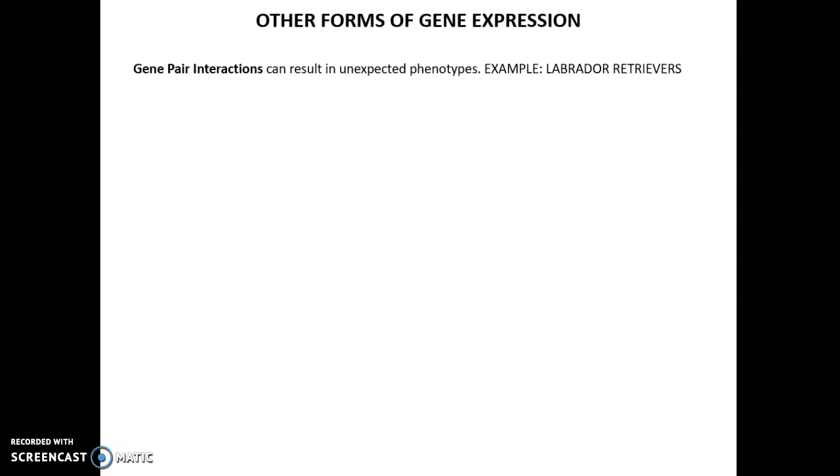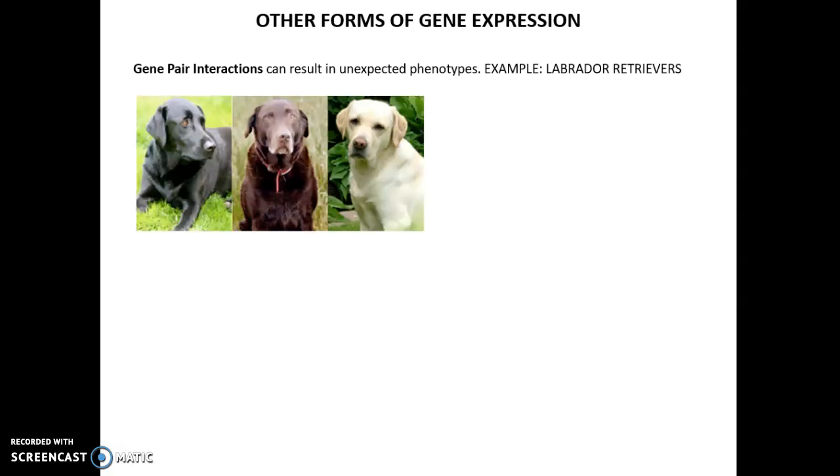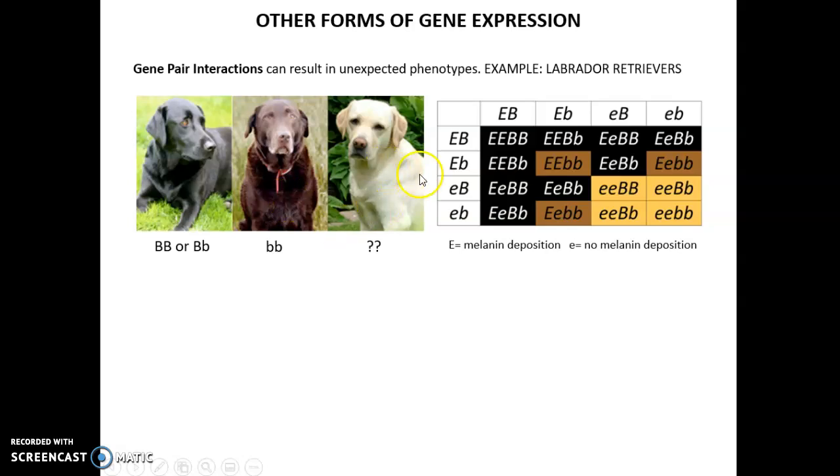We also have to look at gene pair interactions. This can lead to unexpected phenotypes like these Labrador retrievers. One really cool thing is black labs are actually dominant over brown labs, but then what happens with this yellow lab? Where do yellow labs come from? So we have dominant, we have recessive. Well, what's going on here? It's actually a totally different gene called the melanin deposition gene. Melanin is the pigment, the coloring, and this gene E here controls whether the coloring ever even gets into the hair follicles.